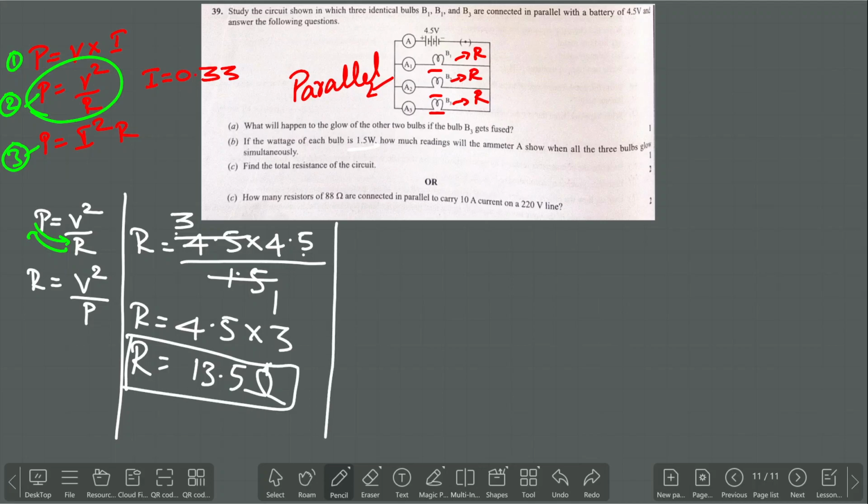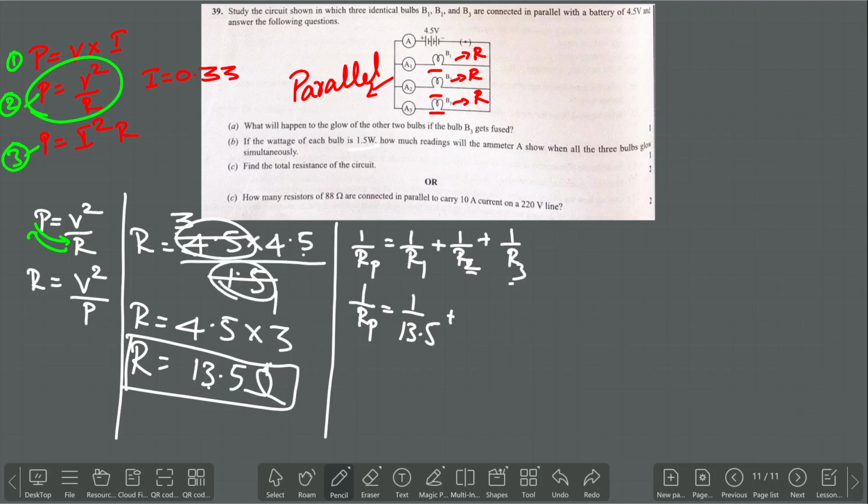But they asked us to calculate the total resistance. Since it is in parallel, what is the formula? 1 by Rp is equal to 1 by R1 plus 1 by R2 plus 1 by R3. So 1 by Rp is equal to 1 by, what is the value of R1 we calculated? 13.5. The values of R2 and R3 are going to be the same. The reason is the power is also the same, the potential difference also is going to be the same. As it is given earlier, the bulbs are identical, so all the resistances will also be the same.